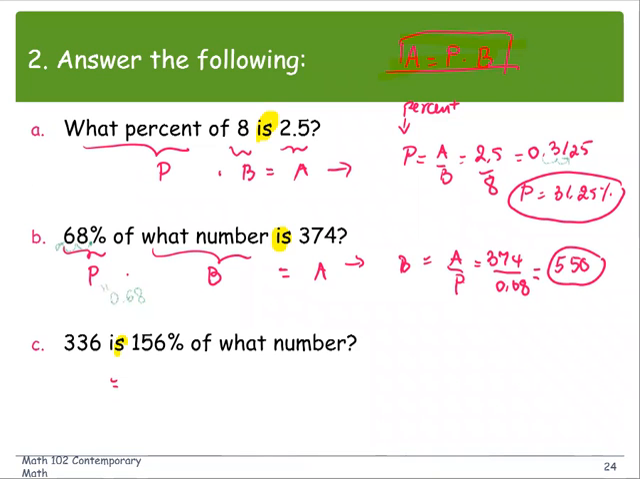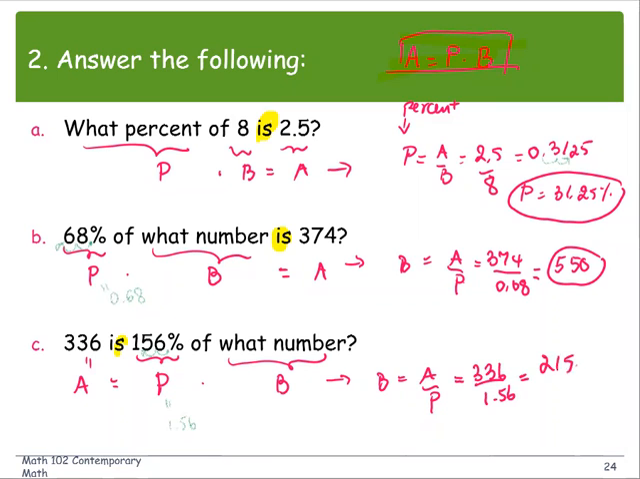In part C, the equal sign for "is", 156% is the value P, P of the quantity B equals the A. A is 336. We are solving for B. That means B equals A over P. The P is 156%. We locate the decimal point at the end and move the decimal point to the left 2 positions. Therefore, P is 1.56 for the decimal form of 156%. Solve for B. The A value is 336 divided by 1.56. So then the B value equals 215.38.